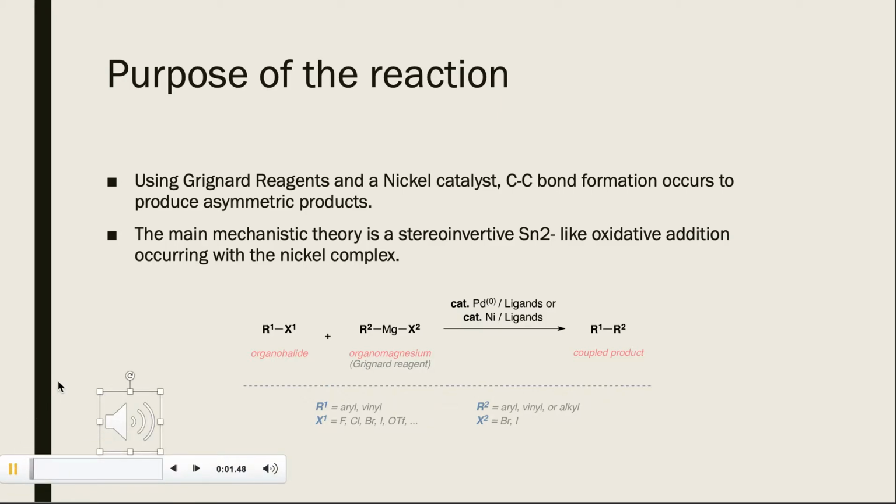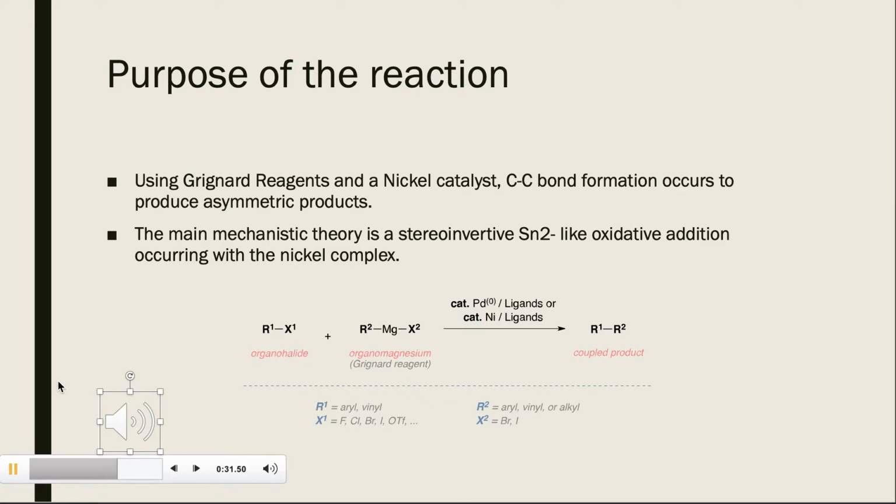When we begin to discuss the Kumada coupling reaction, the purpose of the reaction is to use Grignard reagents and a nickel catalyst. Carbon-carbon bond formation will occur to produce asymmetric products. The main mechanism observed in this reaction is a stereoinverted SN2-like oxidative addition that occurs with the nickel complex. Posted below in the center is a generic reaction scheme for the Kumada coupling.